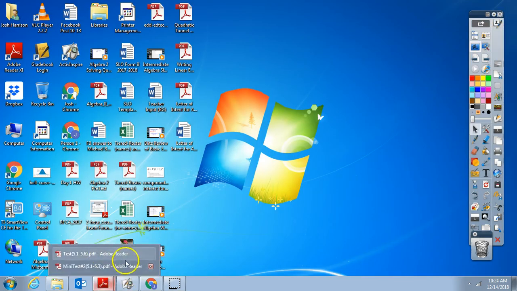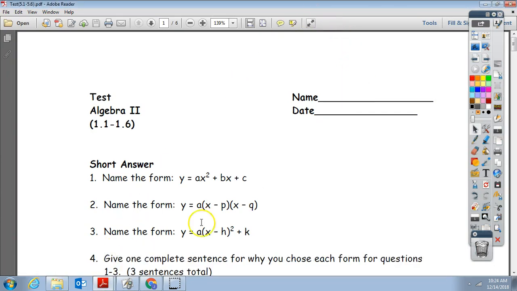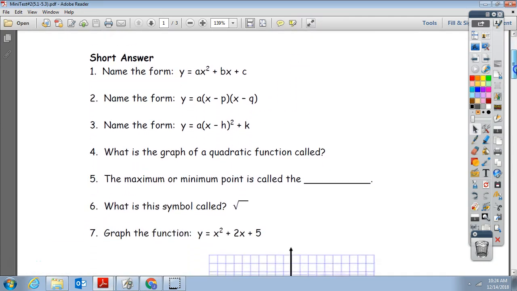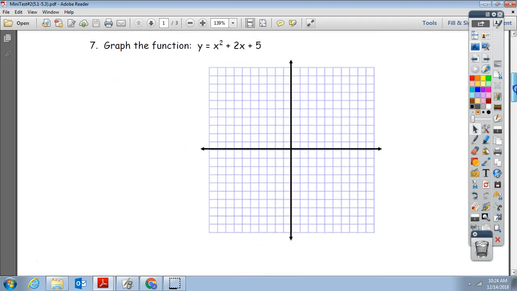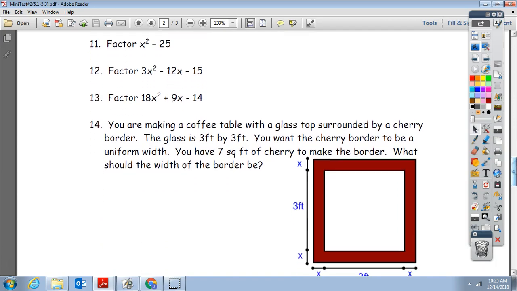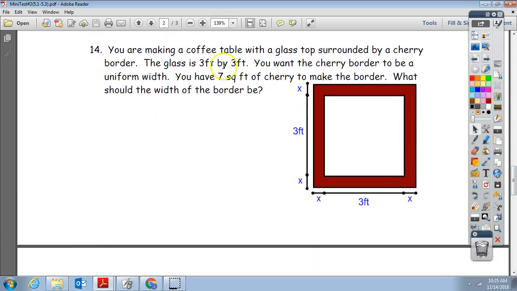Alright, so the last 2 tests that we had here was the mini test and the major test from Quadratics. You'll notice that both of them start off very similar. Talking about those forms, you need to know those 3 forms. Make sure that you know how to find a vertex for a parabola. You get the whole entire graph. Make sure that you know how to factor. Very important skill. Make sure that you know how to deal with an area problem, the area of a border.